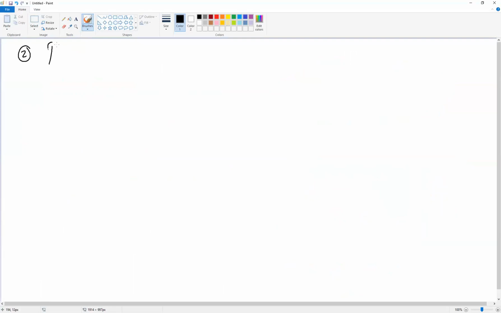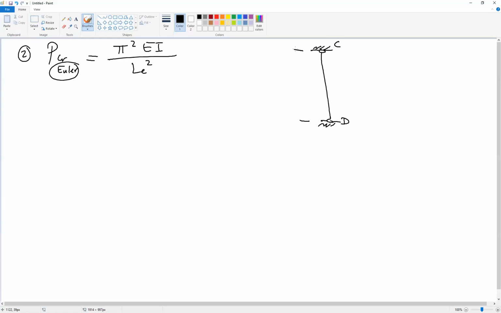Second step is to find P critical for this member. P critical equal to pi square EI divided by L effective square. Here is our column, this C and D. The height of this member is 4 meter. If we cut in this member, we find that this member is circular, with diameter equal 50 millimeter.